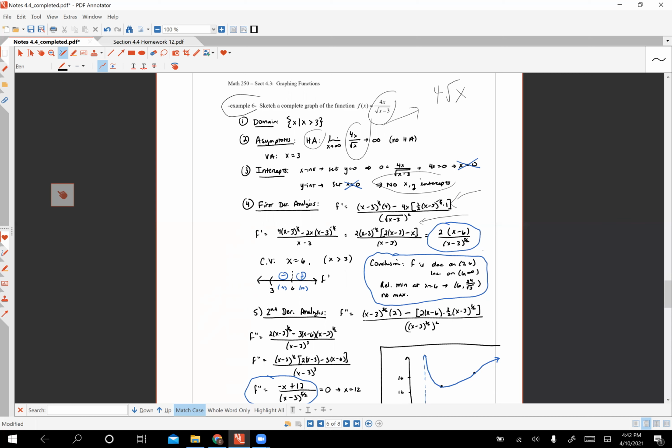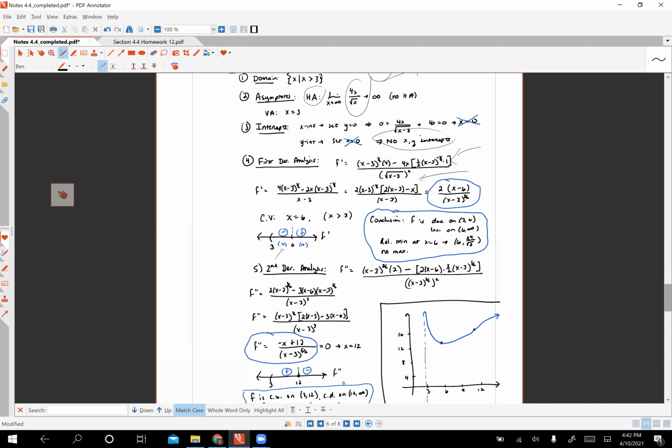Now that 6 will divide the domain up into two open intervals, from 3 to 6, and then from 6 to infinity. We just choose one point in each and evaluate the derivative function. When x is 4, 4 minus 6 is negative, and the denominator would be positive, so it's decreasing from 3 to 6. Let's take a number greater than 6, like 10. Then the value of the derivative is positive. So we know that the derivative is positive for x greater than 6. So from 3 to 6, the function is decreasing, and from 6 and greater, the function is increasing.